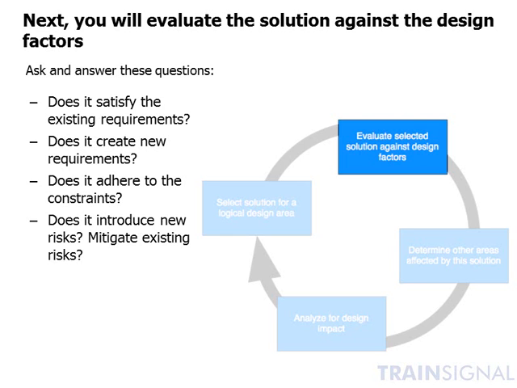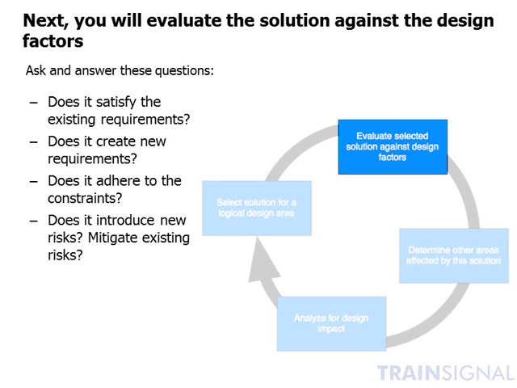Does it create new requirements? Would the use of this particular technology or solution create new requirements or new design factors that have to be incorporated? Does it adhere to the constraints? For example, if you've been given a constraint to use a particular vendor's technology, does it adhere to that constraint? Or did the solution that you selected come from a vendor other than that which was instructed or given to you in the constraint? Does it introduce new risks?